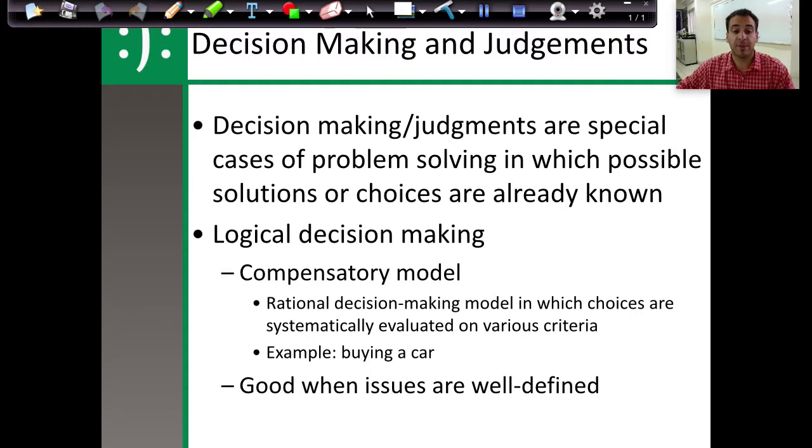Okay, so getting to the end here. Decision-making and judgments are special cases of problem solving in which possible solutions or choices are already known. Remember, logical decision-making is the compensatory model, a rational decision-making model in which choices are systematically evaluated on various criteria. Example would be buying a car, okay? Good when issues are well defined. So this is a good thing when you know exactly what you want.